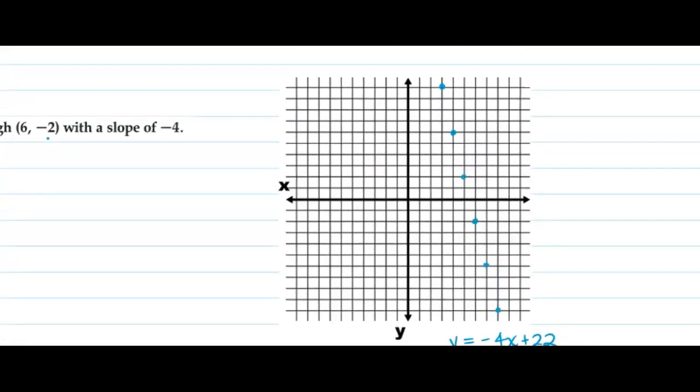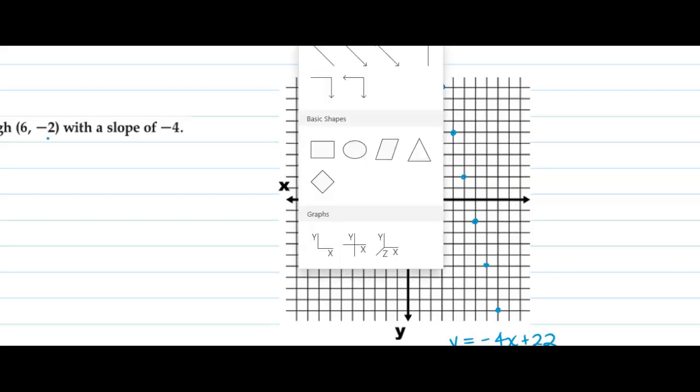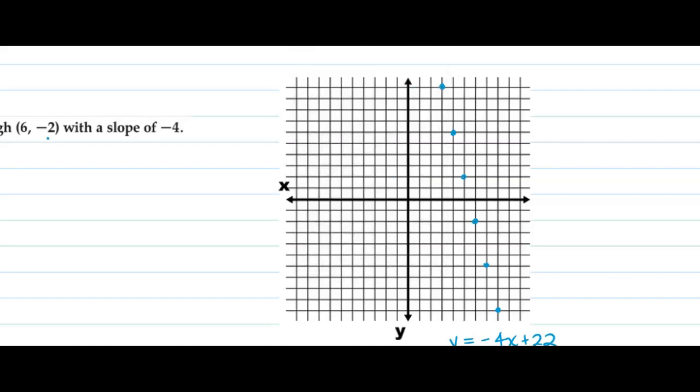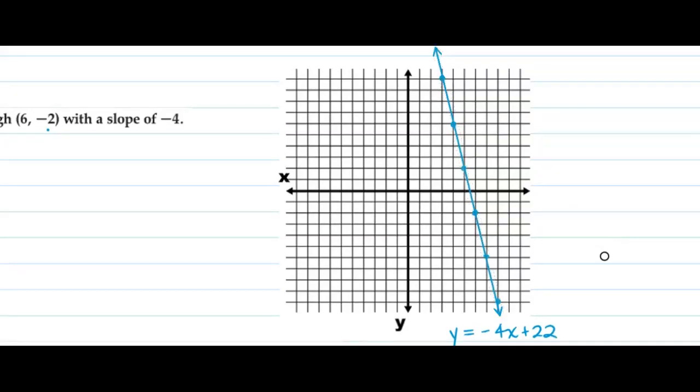Notice I can't even get this particular line all on the graph. It won't ever intersect the y-axis actually because the y-intercept happens at 22. So we'll just do the best we can to get our line on there. And we've graphed the line.